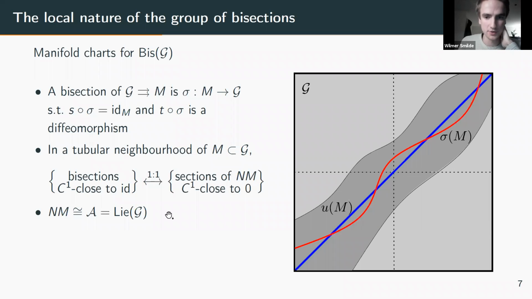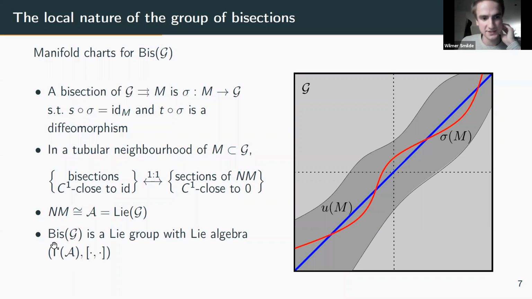Now, the observation that the normal bundle of the units is just isomorphic to the Lie algebroid, you can prove the following, which is that the bisections of G form a Lie group with Lie algebra given by the sections of the Lie algebroid equipped with the Lie bracket. All right, so far so good.